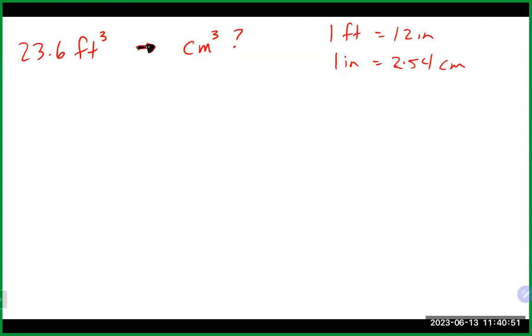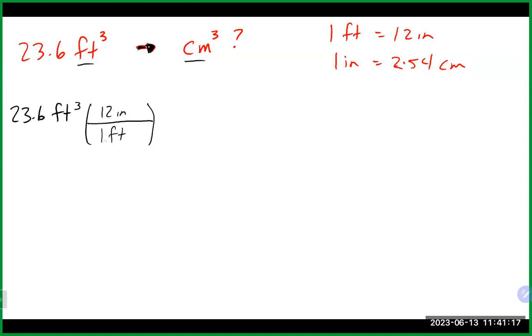Okay, let's take a look. So in this case, we want to go from cubic feet to cubic centimeters, and we could use our normal kind of conversions here. So we'll start with our 23.6 cubic feet. Really, cubic feet are up on top. That means to get rid of it, we do need to put the feet on the bottom, and that would be 1 foot is 12 inches.